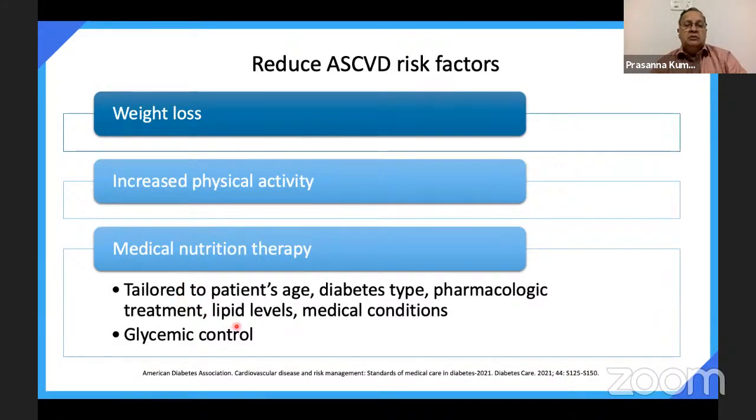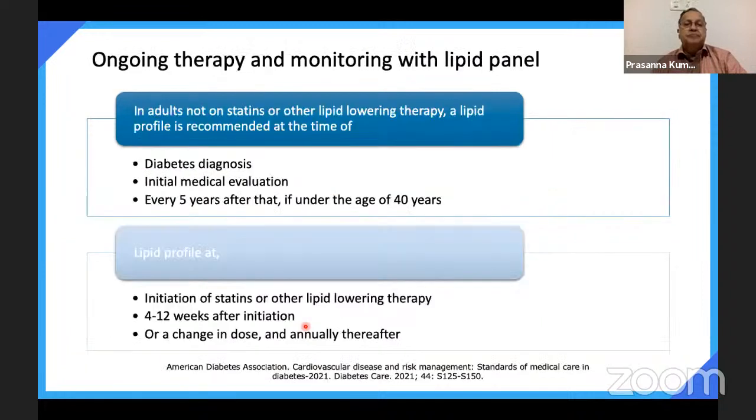And don't suggest, oh, whatever diet chart they are given, no. The medical nutrition therapy, MNT, is tailored to each patient, each type of diabetes, pharmacological treatment, lipid profile, medical condition, glycemic control. So they have to see a nutritionist, and an individualized nutritional therapy is very important. If you don't have a nutritionist, please refer to a qualified, competent nutritionist.